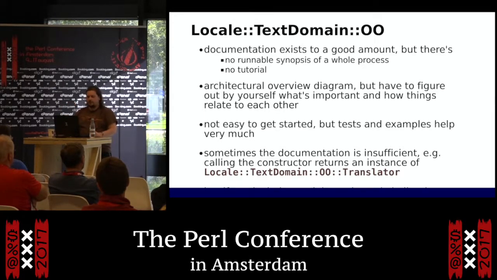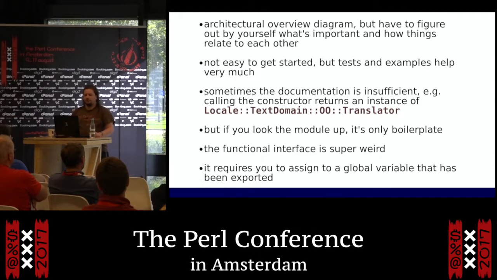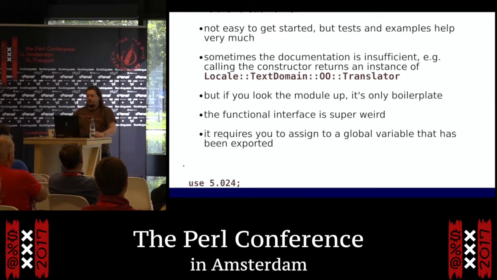This means altogether it's not very easy to get started, but the tests and examples contained within the distribution help very much, because you can run them, modify them, and see how stuff works and what minimal use cases are. Sometimes the documentation is insufficient. For example, if you call the constructor, as shown in the synopsis of the main document, you get an instance of this class. But then if you look up the class, there's nothing in there. It's just boilerplate.